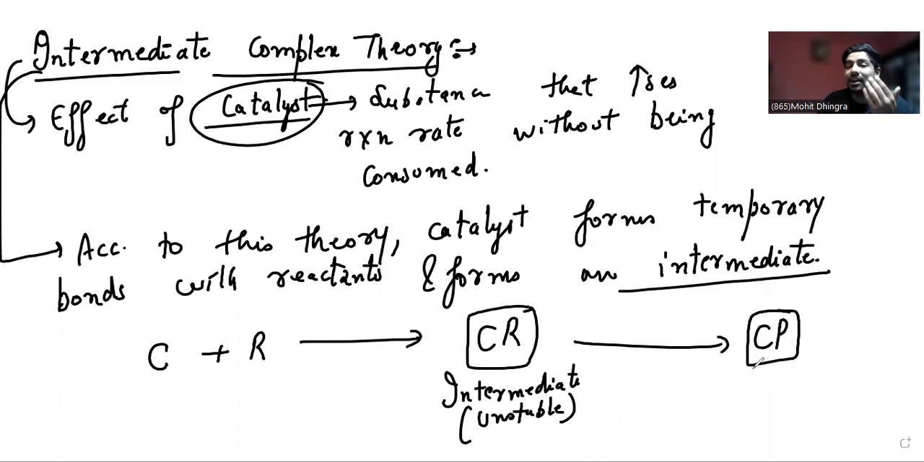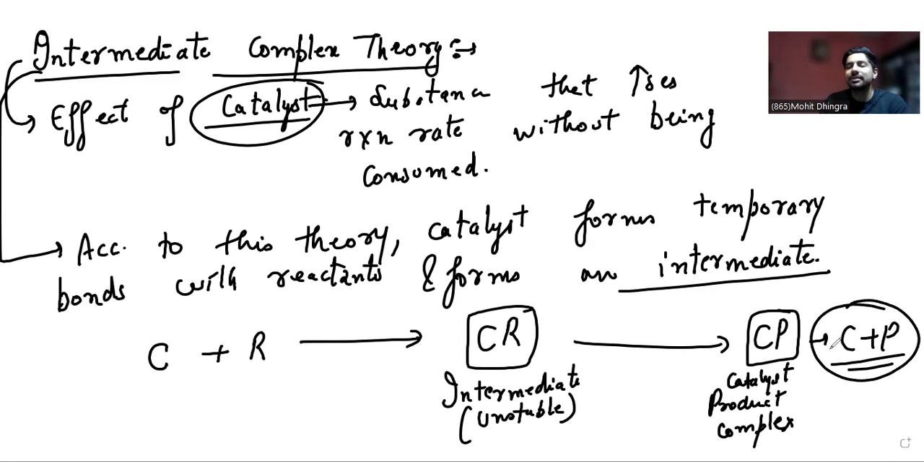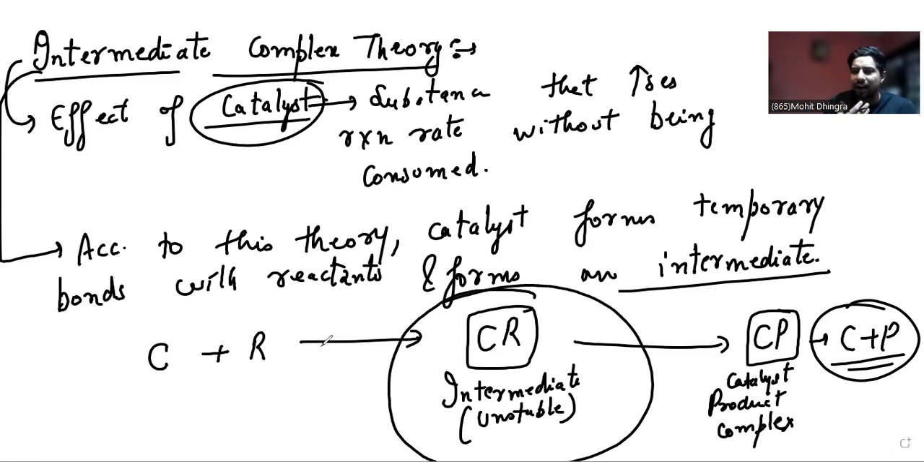What is CP? CP is the catalyst-product complex. This is an intermediate in which the reactant has converted into the product, but is still attached to the catalyst. Then these two separate into C plus P, catalyst and product. So this is that intermediate stage which is transient and unstable, lasts for a very short time, and easily decomposes to give the products. So this theory says that the catalyst forms temporary bonds and forms an intermediate.